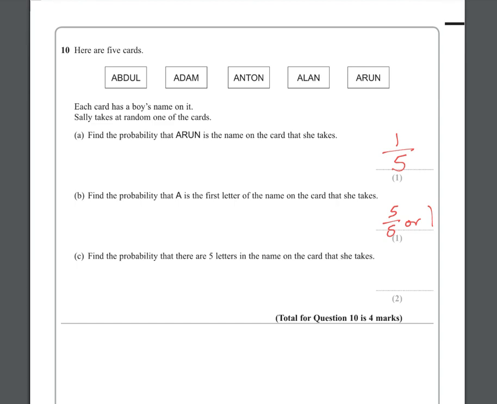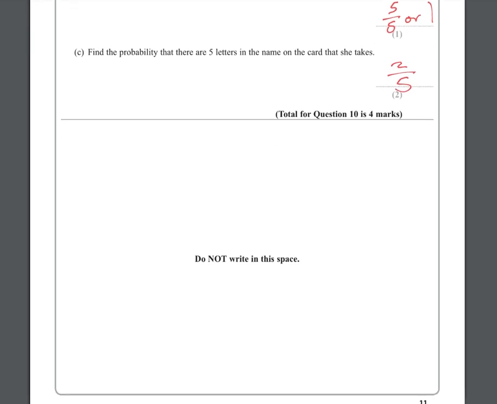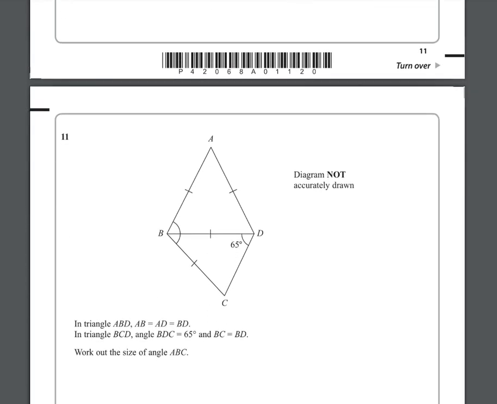Probability there are 5 letters on the card. Well, that one has 5 letters, that one has 5 letters, and I think all the others have 4, so that's 2 out of 5. Okay.